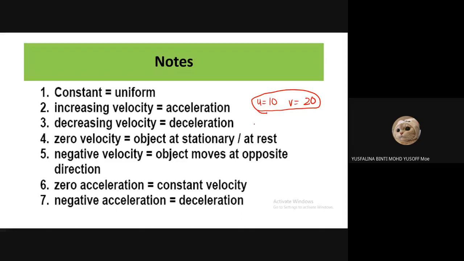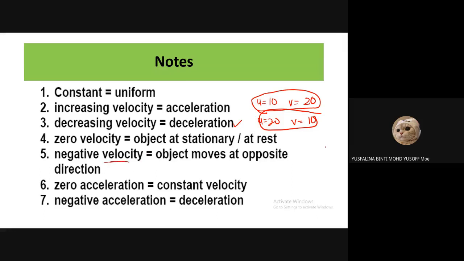For decelerating, if the initial velocity u is 20 and the final velocity is 10, you can see the velocity is decreasing, so we call it deceleration. Zero velocity means the object is stationary, not moving, 0 ms^-1. Negative velocity means the object moves in the opposite direction, because velocity is a vector, so you have to consider the direction.